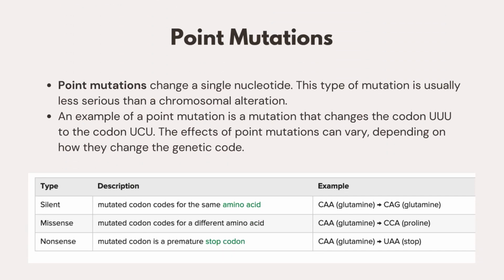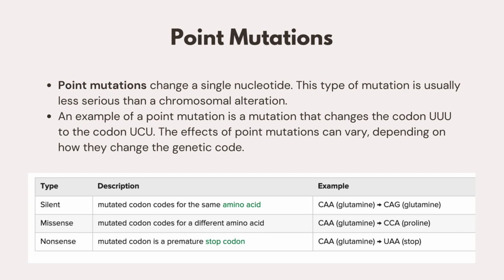Point mutations are small-scale changes in the DNA sequence that involve the alteration of a single nucleotide base pair. These mutations can occur spontaneously during DNA replication or as a result of exposure to mutagenic agents such as radiation or certain chemicals. Point mutations can have various effects on the genetic code, depending on where they occur and the specific change that takes place. There are several types of point mutations.